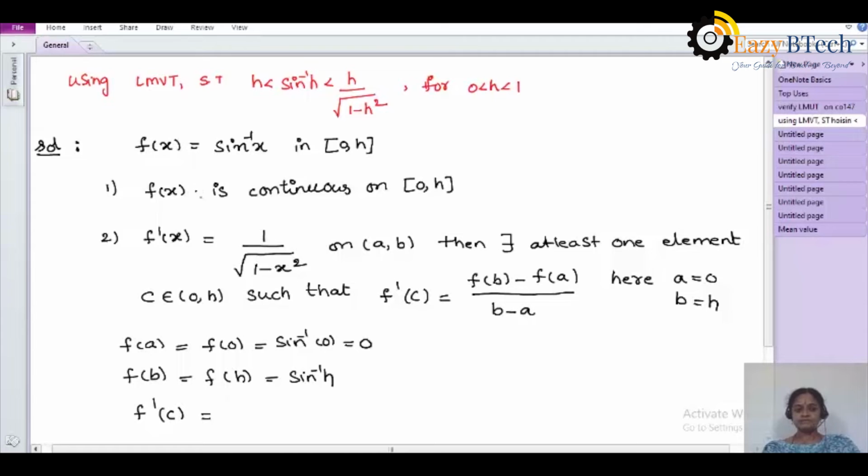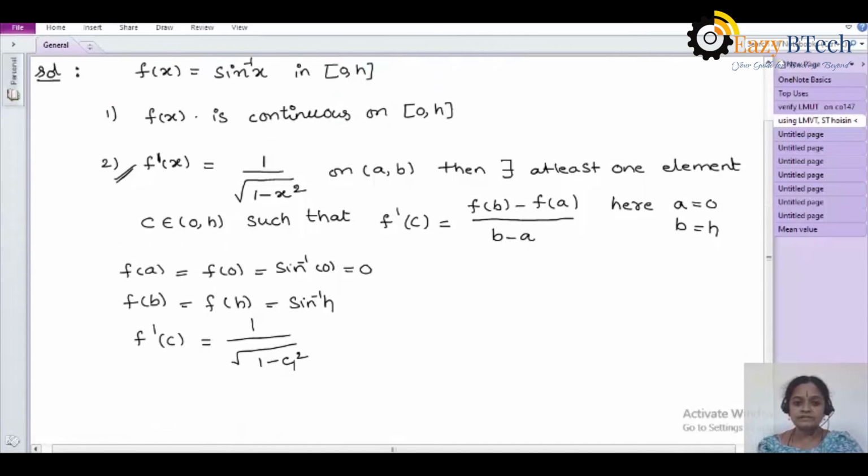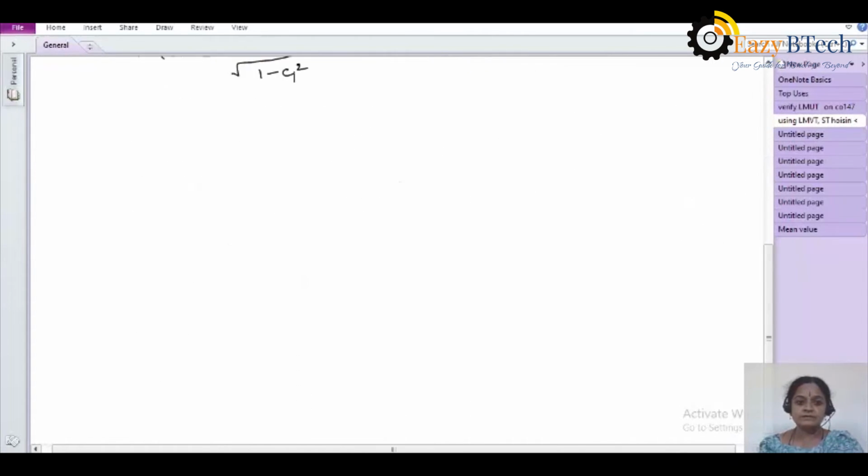How to find f dash of c here? Simply, students, observe the second condition. In the second condition, you know the value of f dash of x. What is the f dash of x value? 1 by root of 1 minus x square. We need the value of f dash of c, so simply substituting c in place of x, you will get f dash of c as 1 by root of 1 minus c square. So we have the f of a value, f of b value and f dash of c value also.